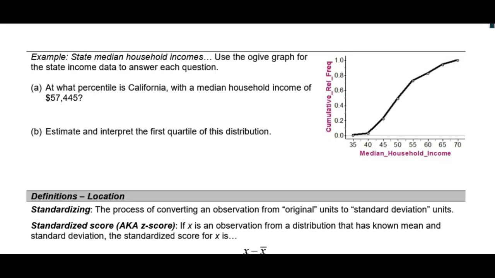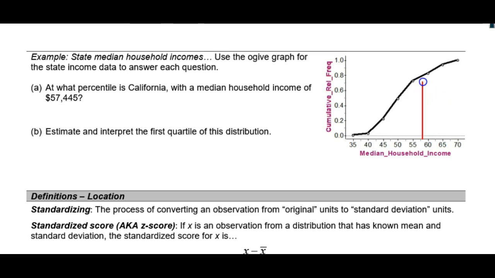On page 2, we are given the ogive that we created manually on page 1, and we were asked 2 questions about it. At what percentile is California with a median household income of $57,445? Well, let's take a look at our graph. Where does $57,445 show up? Right here.